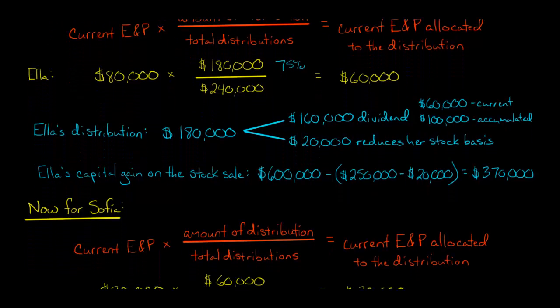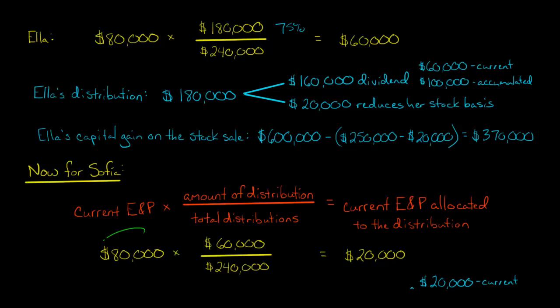Now, let's take a look at Sophia. Sophia's next, and we're going to again apply this formula. Okay, this is the same formula I showed you before. The current E&P, again, will be $80,000. Okay, but now instead of before we had 180 divided by 240, for Ella, for Sophia it's different. We got 60 divided by 240. So basically 25%. So 25% of the distributions that occurred during the year had to do with Sophia. So Sophia is going to get 25% of the current E&P, which is $20,000.